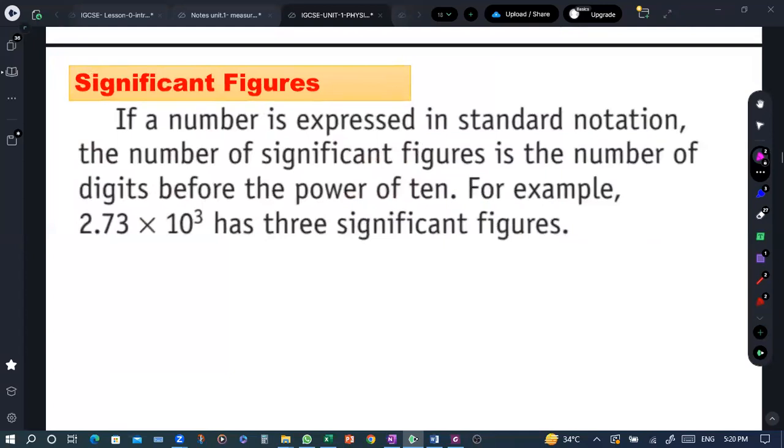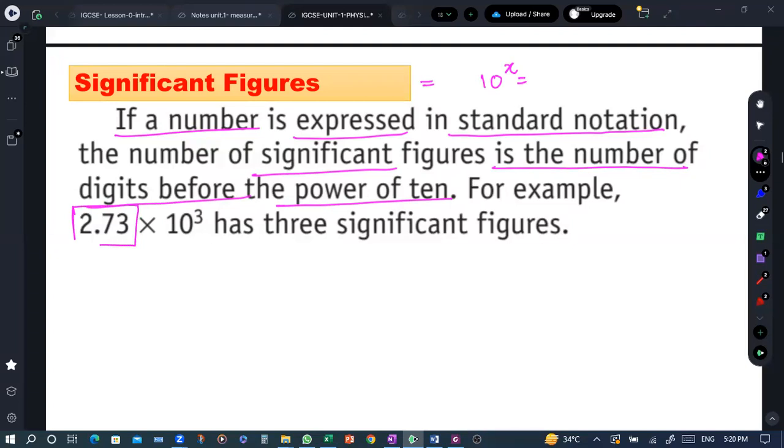Now, for significant figures, there is another rule. If the number is expressed in standard notation, which is an exponent of 10, the number of significant figures is the number of digits before the power of 10. Whenever you represent a number in terms of 10 power x, whatever that power is, the number of significant figures are the digits before the multiplication sign.